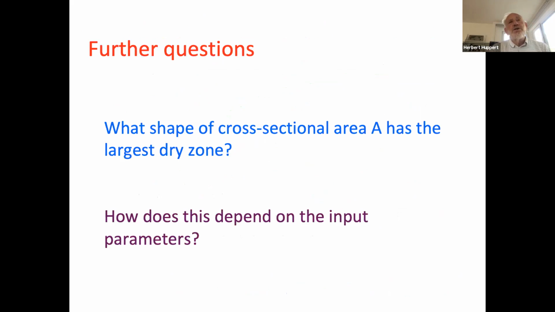Now, there are lots of further questions, which in fact Jack Saville is going to look at this summer, my summer student. What shape of cross-sectional area A has the largest dry zone? If you want to build a building and you know what cross-sectional area it is, how do you place it, or decide what shape it should be, so that you maximize the dry zone and make it as safe as possible? And then the question is, how does this depend on the input parameters? They're good questions, and we're going to answer that if I'm invited again.